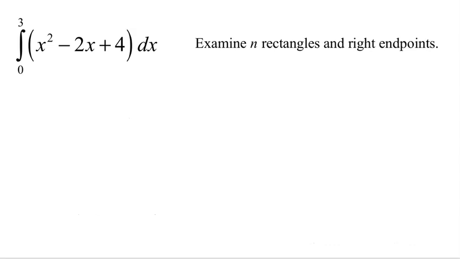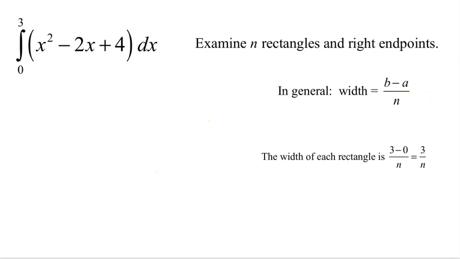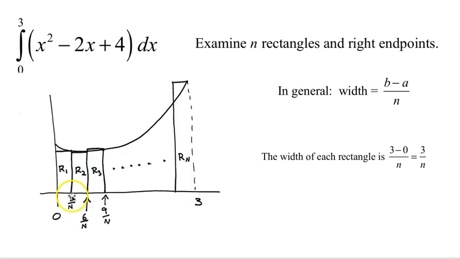Well, now I want to examine n rectangles and right endpoints. N rectangles, and n will change and will grow. But for the sake of our discussion, let's say we're working off of n rectangles. Now, 0 to 3, that width is 3. I want to break it up into n equal pieces. So our width will be b minus a over n in general. In this case, 3 minus 0 over n, or 3 over n. So each rectangle I have is going to have the same width of 3 over n. Looking at that picture, my first rectangle goes out to 3 over n. Next one to 6 over n.